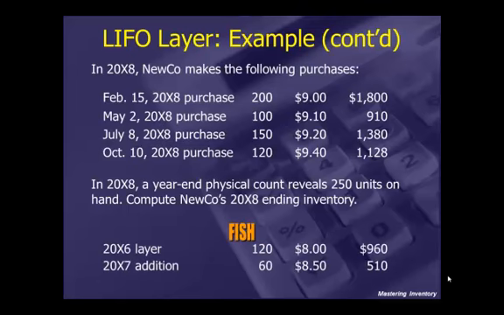So we're adding a third layer. With FISH, first in, still here, that 2006 layer of 120 at 8 or $960 is there. The 60 at 8.50 or $510 is still there. And in order to have 250 units, we have to have 70 units there from the February 15th, 2008 purchase at 9 or $630. So that accounts for 250 units, and we now have three layers under LIFO.